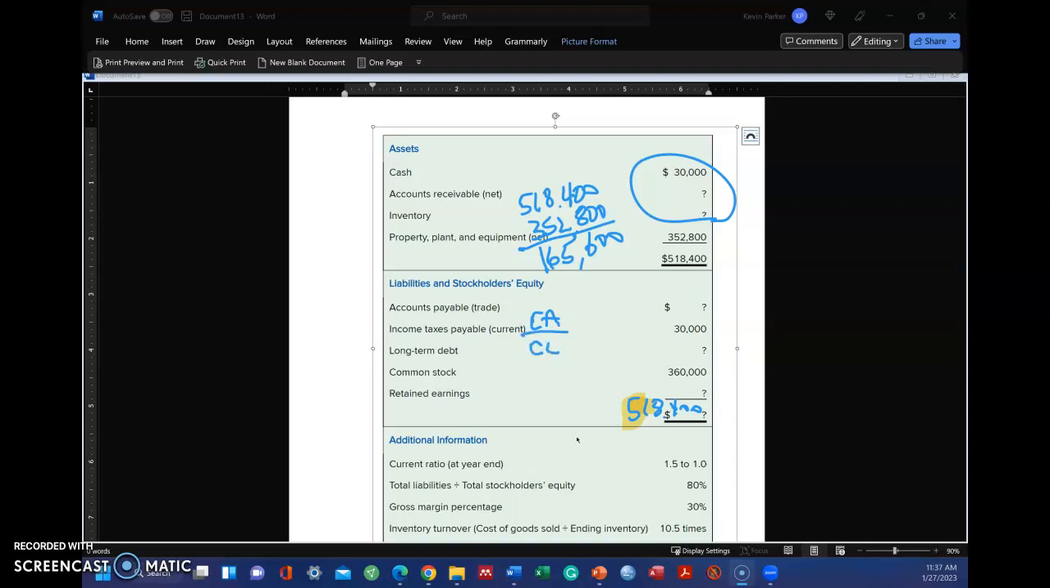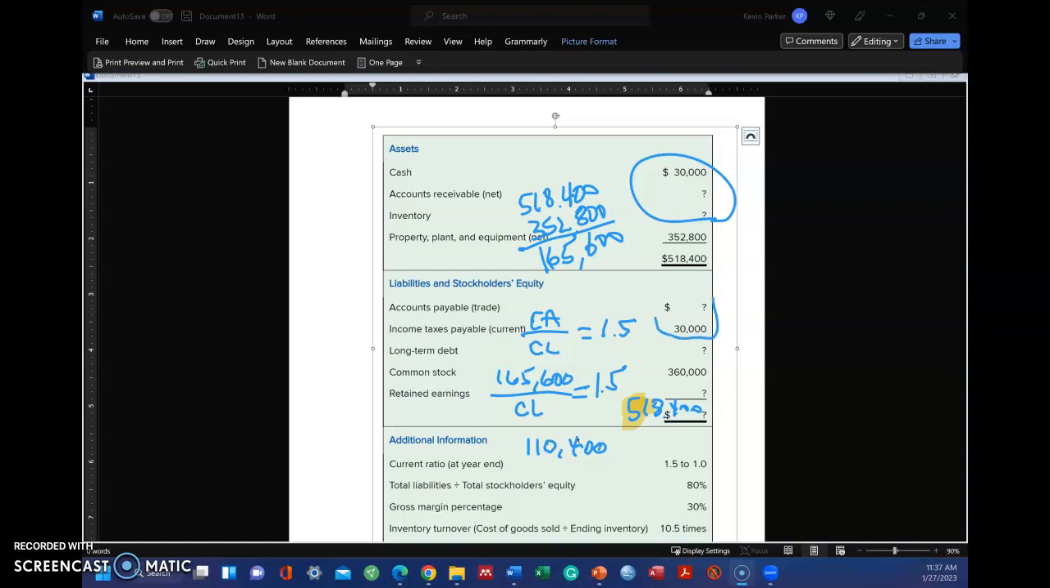That current assets divided by current liabilities equals 1.5. Actually 1.5 colon 1, but we only need 1.5. So we can also now add 165,600, because we know the total of the current assets is 165,600 divided by current liabilities equals 1.5. That means our current liabilities, do the math, are 110,400.